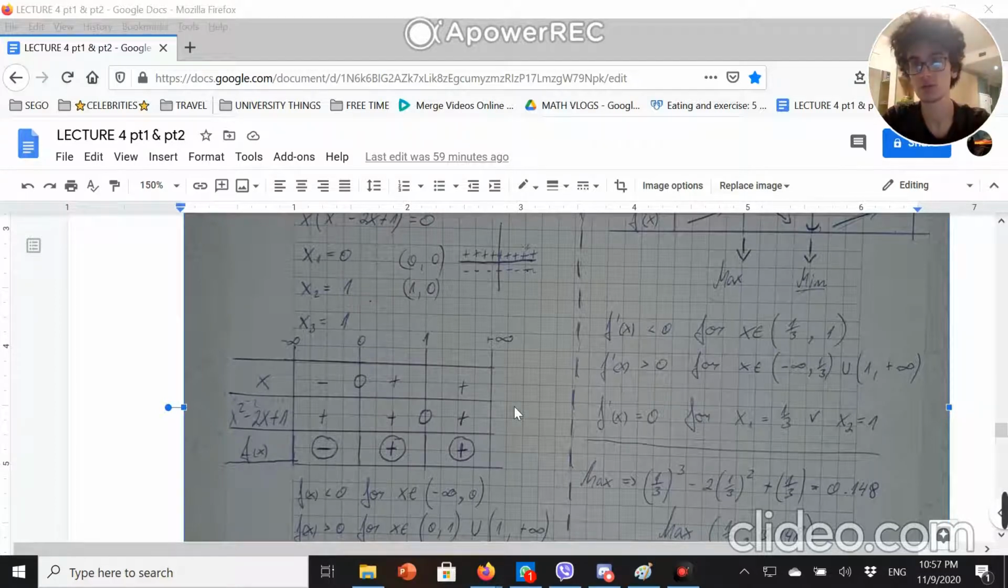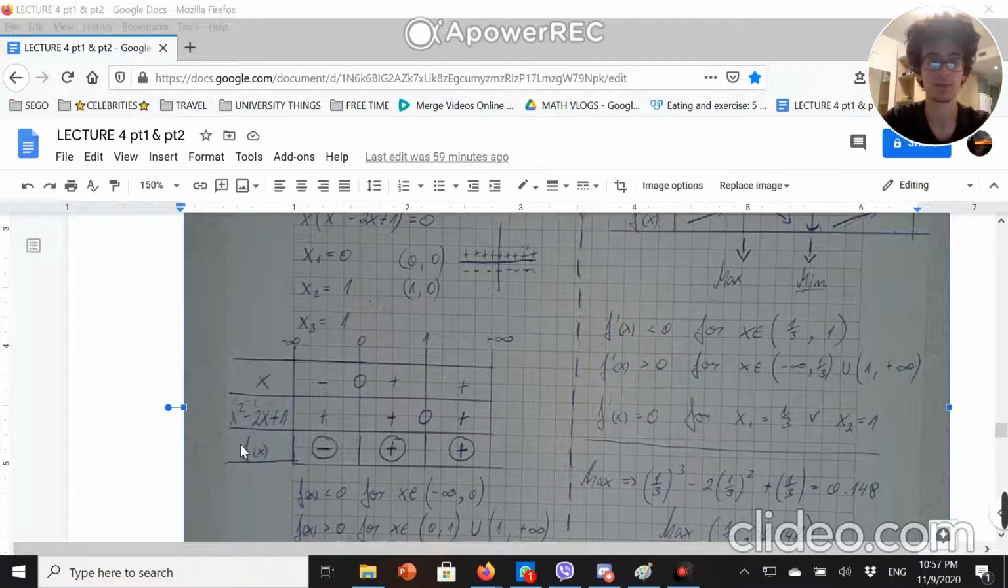And then also any number that's above 1, so we can take 2. We would have 4 minus 4 plus 1, which would give us 1, which is again a positive number, and it will be positive. So what does it tell us?